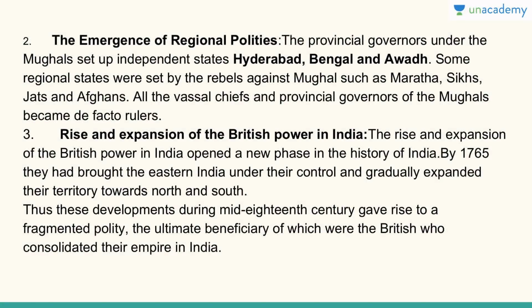Now there was emergence of regional polities, like the provincial governors who were under the Mughals. They set up independent states like Hyderabad, Bengal and Awadh, and some regional states were set up by the rebels against the Mughals, like the Marathas, the Sikhs, the Jats and the Afghans. And all the vassal chiefs and provincial governors of the Mughals became the de facto rulers.